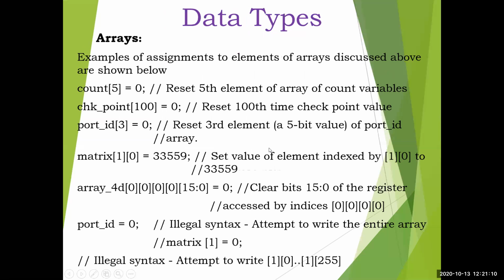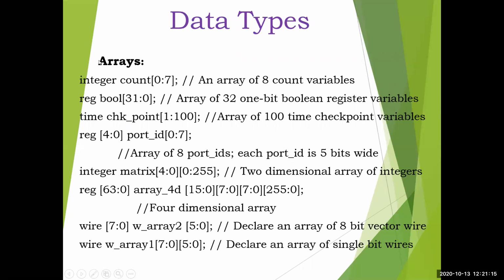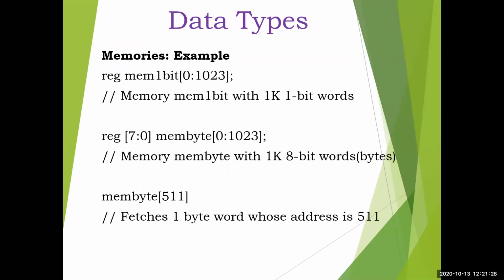The difference here is that arrays had different data types: integer, real, time. That is an array. Now instead of all these keywords, you will have only reg and arrays, which is called memories. This is the example: reg m, the name of the variable, 0 to 1023. That means a memory of 1-bit words, 1k 1-bit words, a 1 kilo 1-bit word memory.